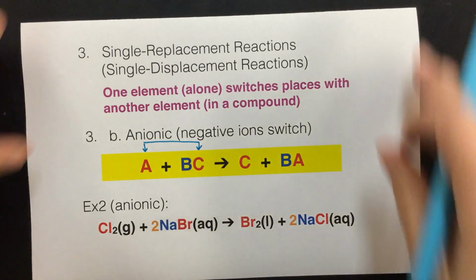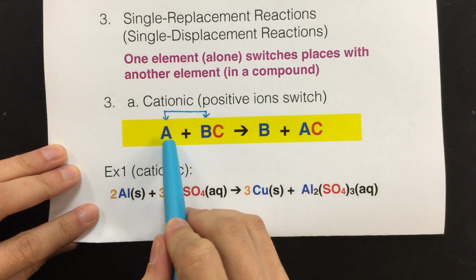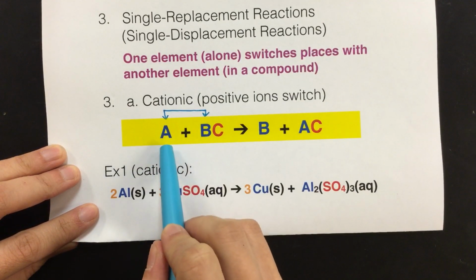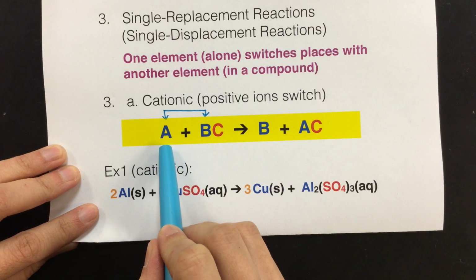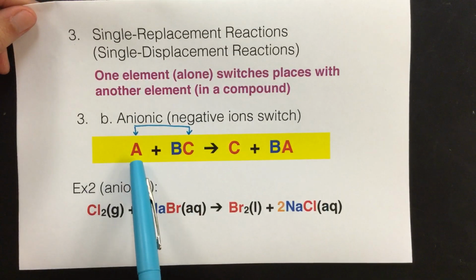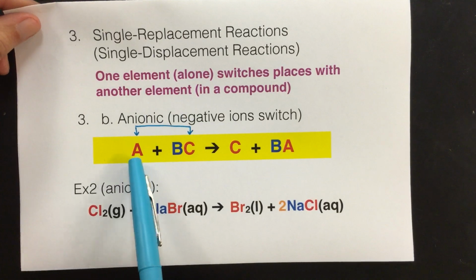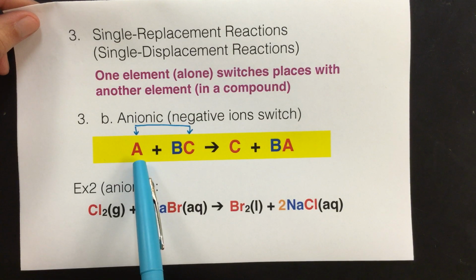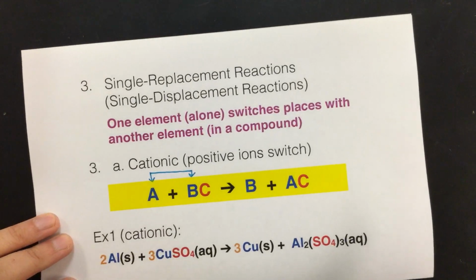So the difference between cationic and anionic is essentially what charge this element will have. Will it be positive or negative? If it's a metal, then it's going to be cationic. The most common thing we'll see if it's anionic is a halogen, because that will have a negative charge. Okay, so those are the single replacement ones.